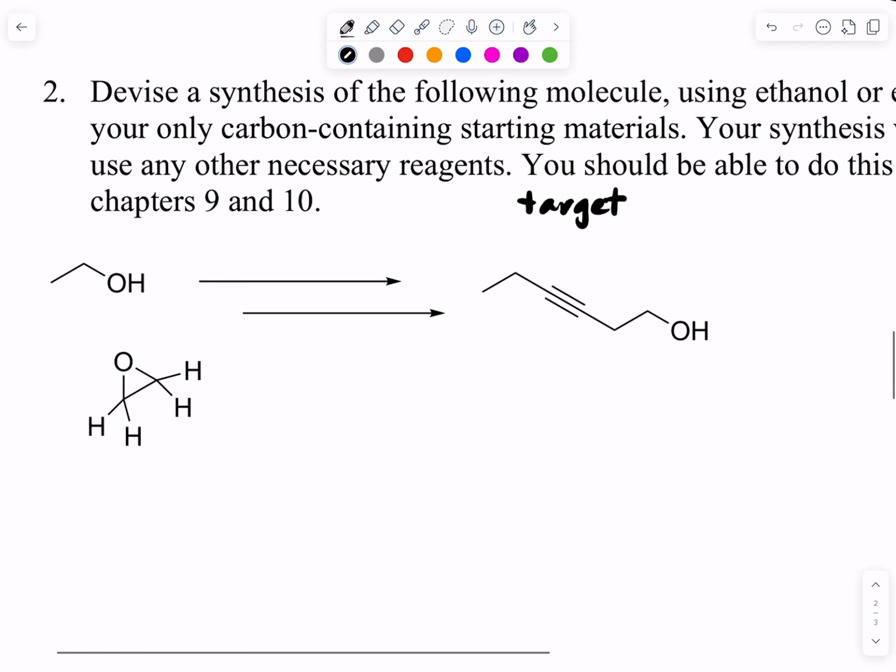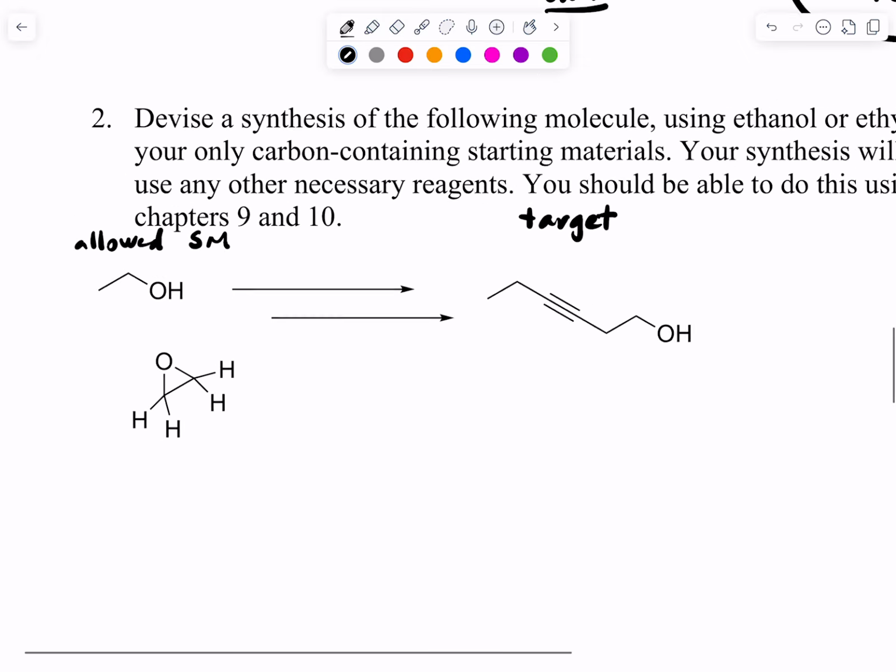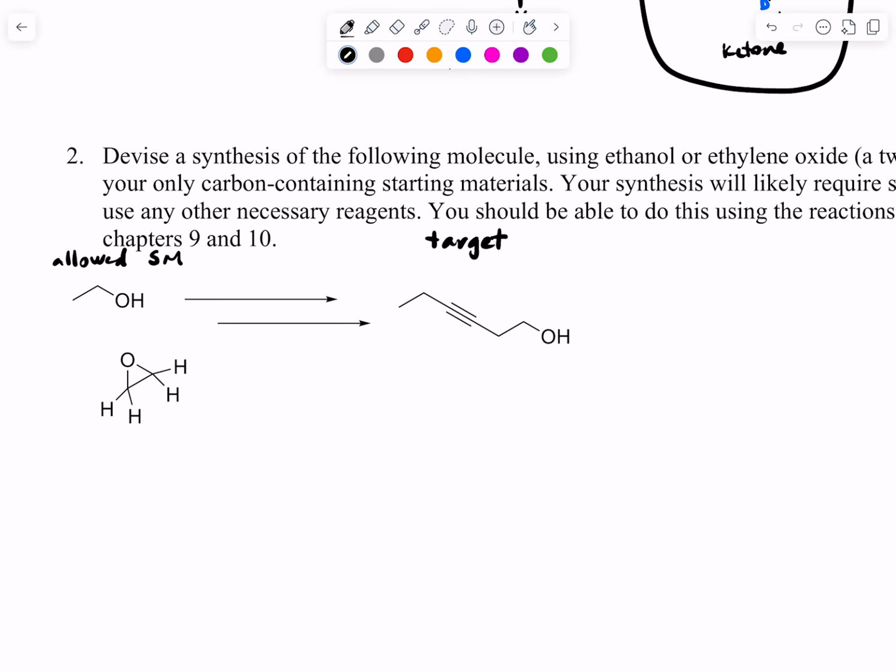Okay, target molecule, and then here is allowed starting materials. Now, why are they allowed starting materials? We're going to assume that somebody did the analysis and that's all our company can afford. So that's where we got to begin. Now, you're free to use any other reagents, but all of the carbons in your product have to come from those allowed starting materials. The process of thinking backwards, planning a synthesis in reverse, is called retrosynthesis.